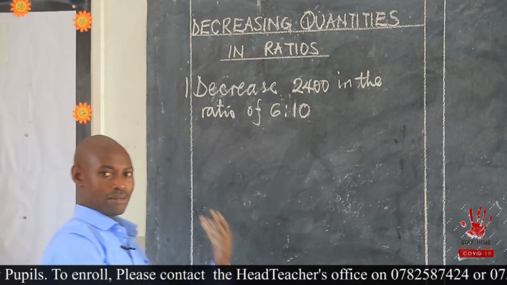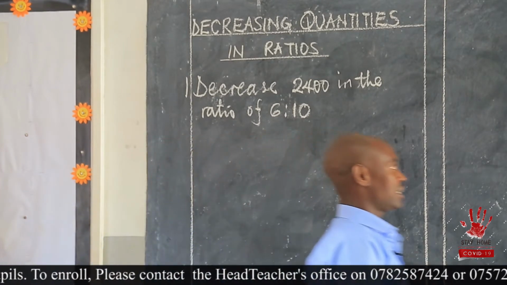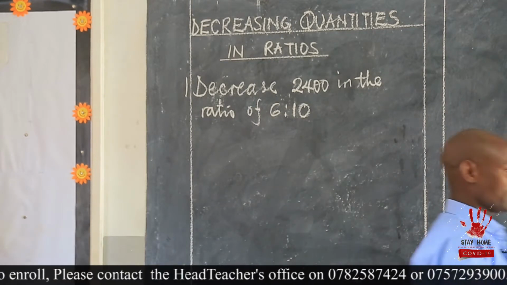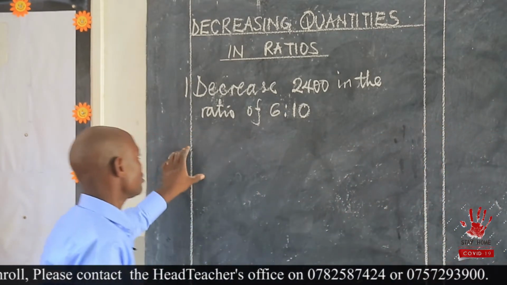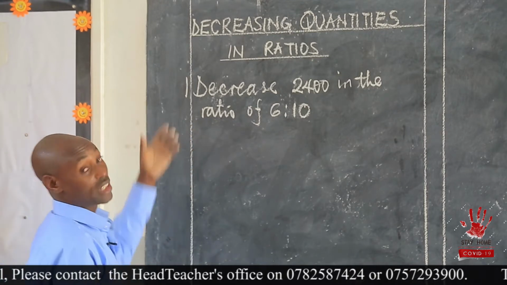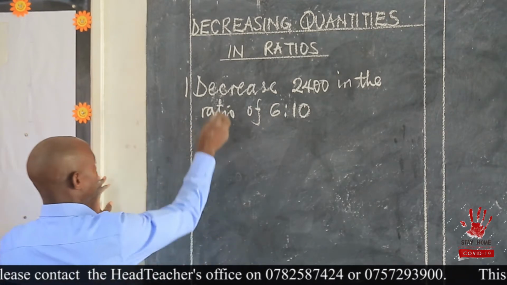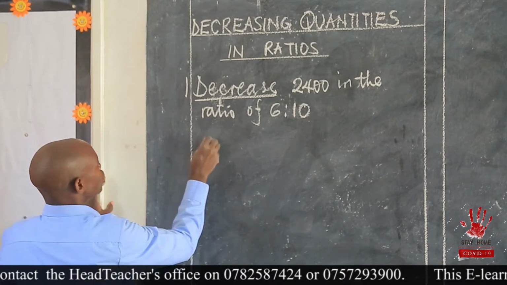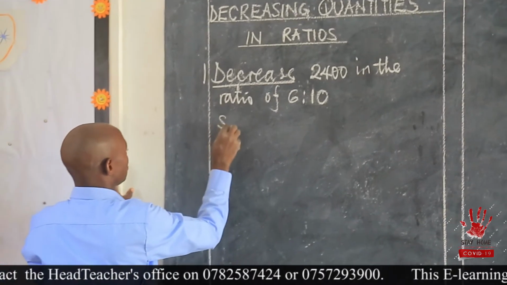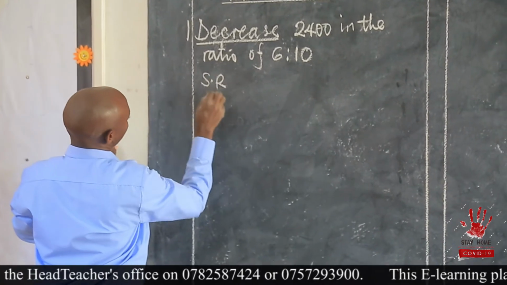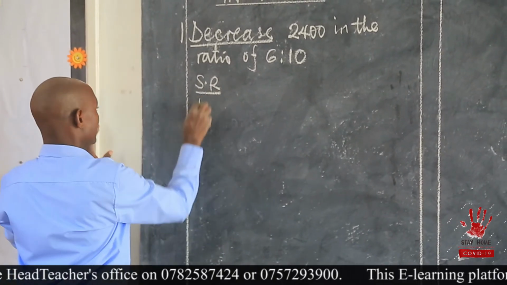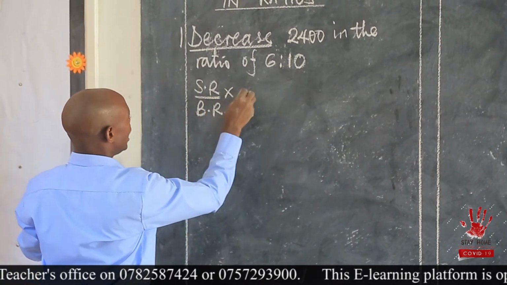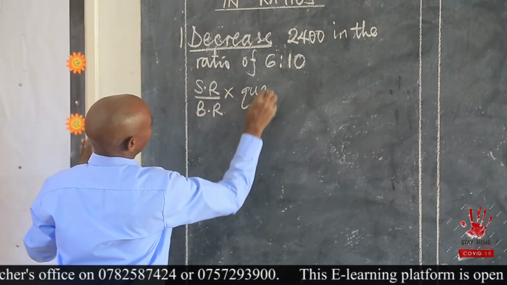So if the other time we are making numbers bigger, by making sure that the numerator is bigger than the denominator, what do you think we are going to do here? We are going to make the reverse. This time we are decreasing, we are making our numbers smaller, so we shall say, to get the smaller number, the smaller ratio, you divide it by the bigger ratio, then you multiply by the given amount or what I can call the quantity.